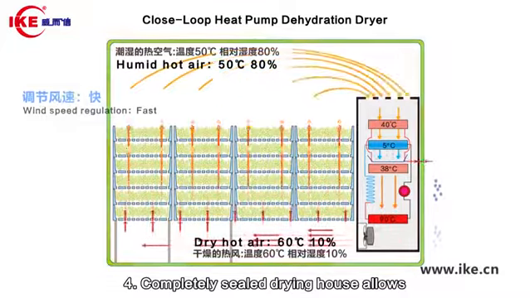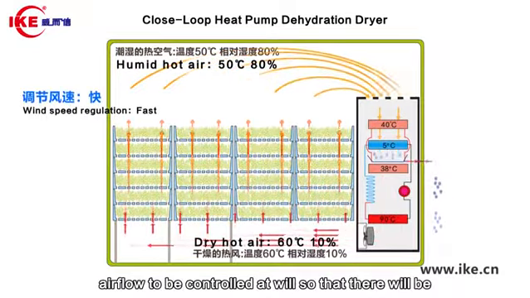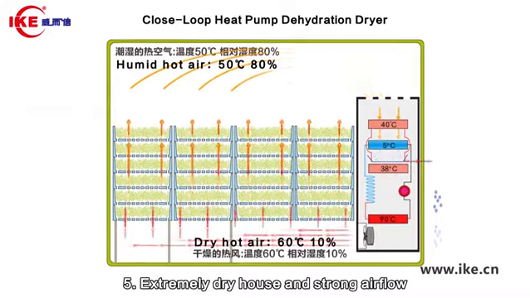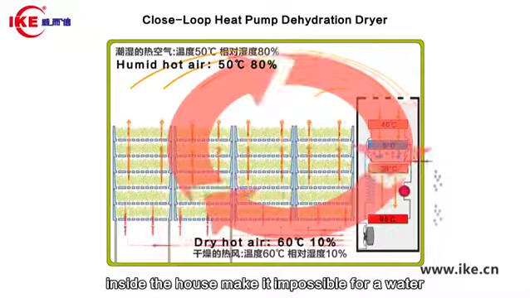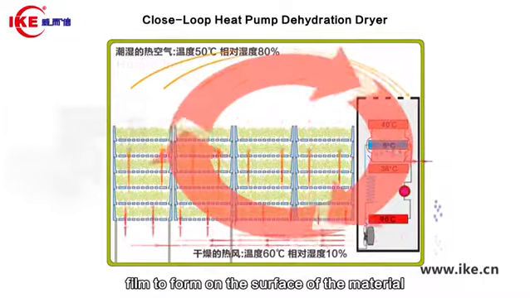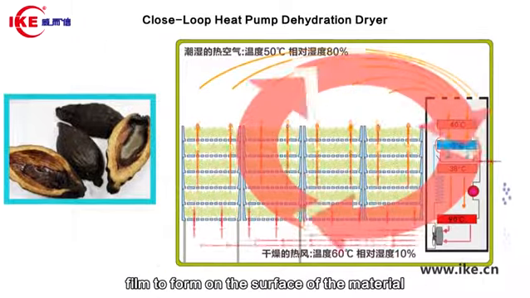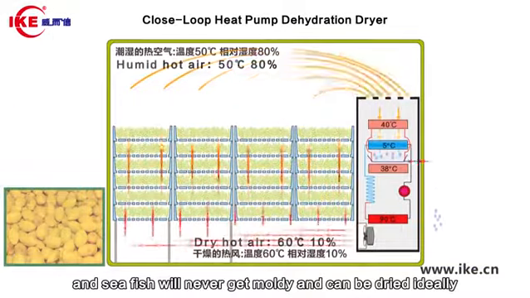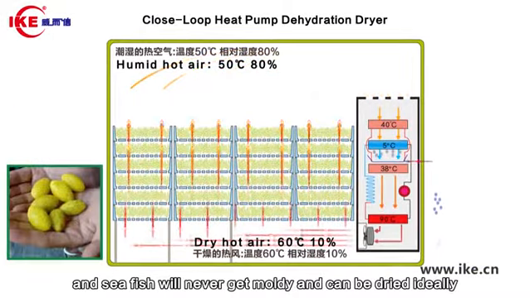Fourth, the completely sealed drying house allows airflow to be controlled at will so that there will be no dead spot without blowing air and the drying is guaranteed to be even. Fifth, extremely dry house and strong airflow inside the house make it impossible for a water film to form on the surface of the material. Even large products like betel nuts and sea fish will never get moldy and can be dried ideally.